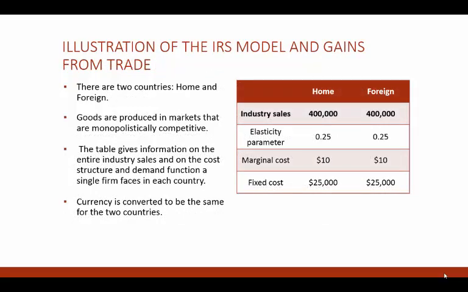Let us now walk through a numerical illustration to demonstrate again these same results. Again, we put in place the assumptions necessary for us to consider the IRS model, and we have in the table data for the two countries on industry sales, elasticity parameters, marginal costs, and fixed costs. We have assumed countries here are similar in their technologies and living standards and so on, which would normally therefore not give rise to trade under traditional models. But we shall demonstrate here that trade arises because of gains to be made from exploiting economies of scale.